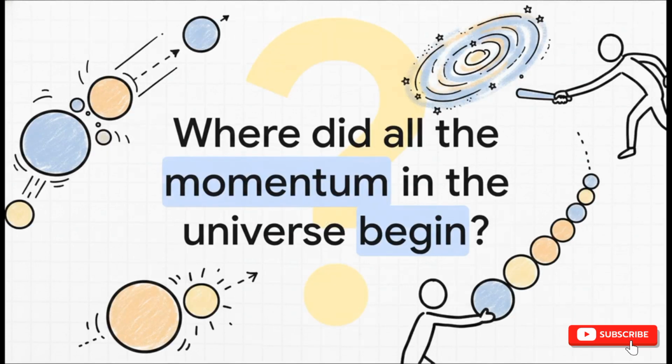And that kind of leaves us with one last big thought to chew on. If every single collision, from a tiny particle to a giant galaxy, just transfers momentum, if it's all just being passed from one object to another, like a cosmic baton in a relay race that never ever ends, it makes you wonder, doesn't it? Where did all the momentum in the entire universe come from in the first place?